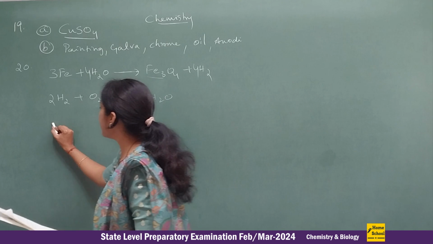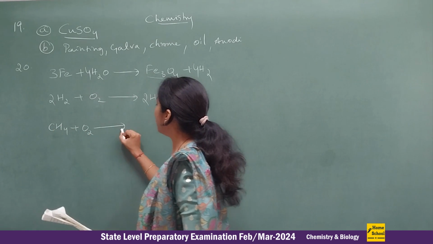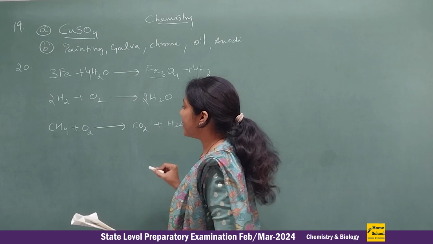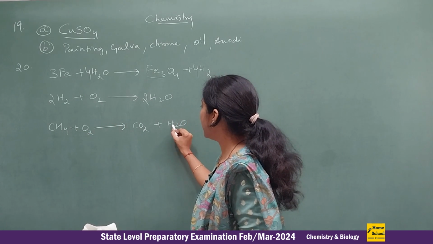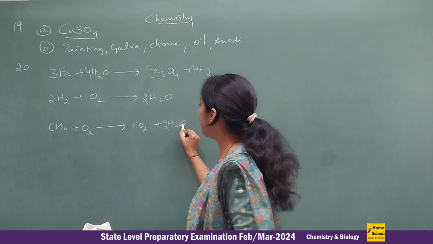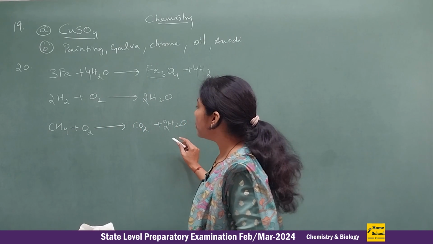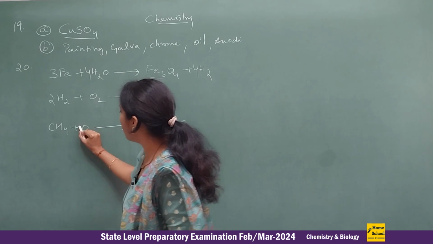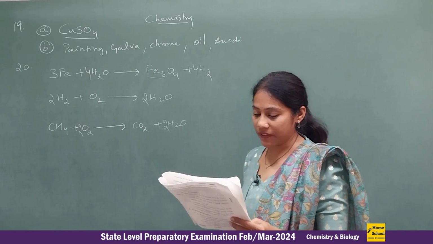And the last one is the combustion of methane, CH4 plus O2 will always give you carbon dioxide and water. So how do you balance this? See, 4 hydrogens are there, here only 2, so let me put 2. Now it becomes 1 carbon already. And count the oxygens: 2 oxygens here, and here 2 plus 2 is 4, so I should put 2 to balance. So these are the 3 balanced equations.